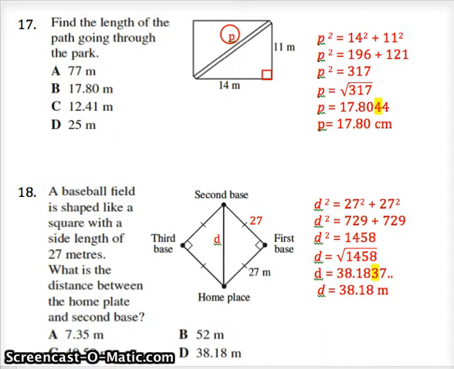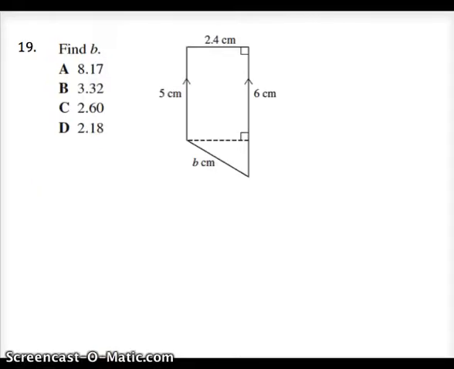Now, to go to the next question. Okay, now for question 19. Now in question 19, we're asked to find this length B. Now, remember, this is Pythagoras' theorem we're working with, so we need to work with a right angle triangle. Now we do have a right angle triangle here, but we only seem to want to find this side. We don't seem to know the other side lengths.